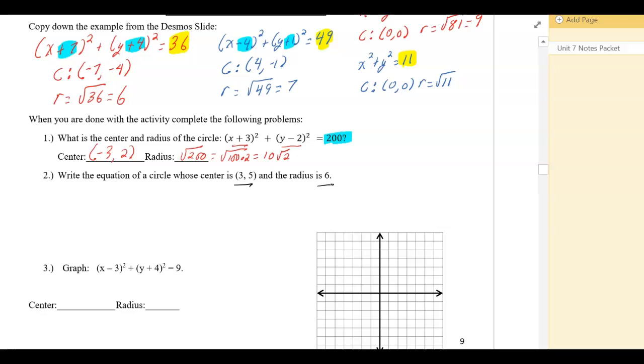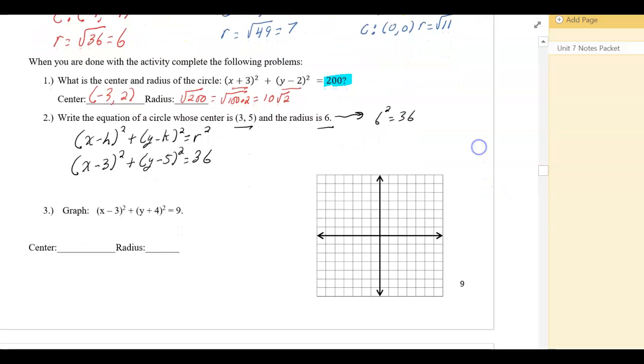Problem 2 asks us to reverse this idea. So we're given the center and the radius, so we're going to reverse it. So the formula is (x - h)² + (y - k)² = r². Remember, we take the center, and the h and k inside the parentheses are always opposites. So (x - 3)² + (y - 5)². And then you take the radius 6, and you say 6 squared to get 36, which is the constant.